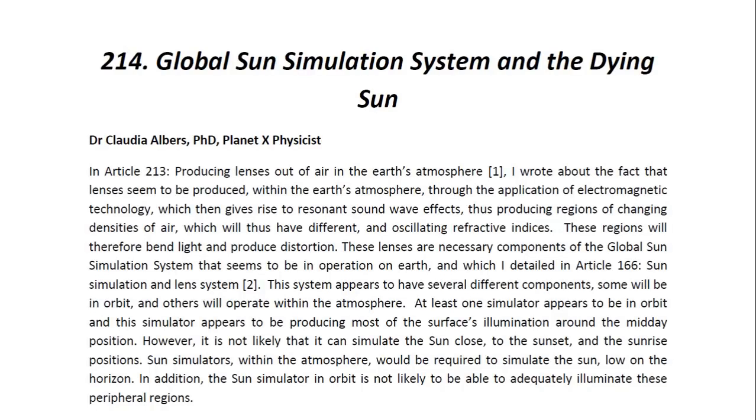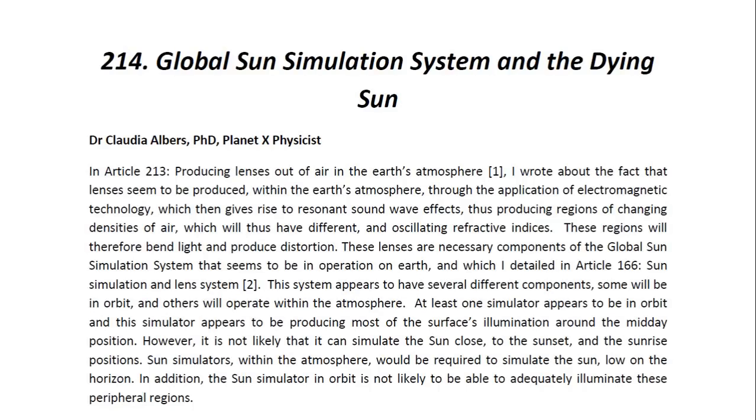This one is entitled Global Sun Simulation System and the Dying Sun. Now, in article 213, producing lenses out of air in the Earth's atmosphere, I wrote about the fact that lenses seem to be produced within the Earth's atmosphere through the application of electromagnetic technology, which then gives rise to resonant sound wave effects, thus producing regions of changing densities of air, which will thus have different and oscillating refractive indices. These regions will therefore bend light and produce distortion.